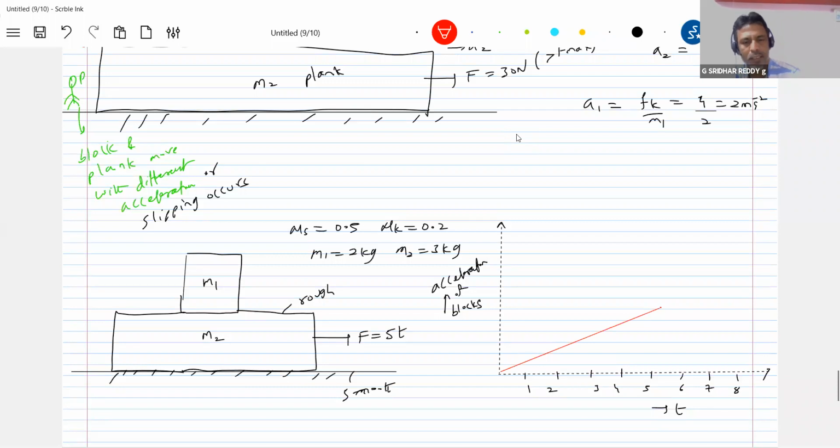After that, once t is greater than 5 seconds, slipping will occur, because the applied force will become more than 25 Newton. Then what happens to the acceleration of block M1? It will have some fixed value, no? So here this will be the acceleration of the block M1.